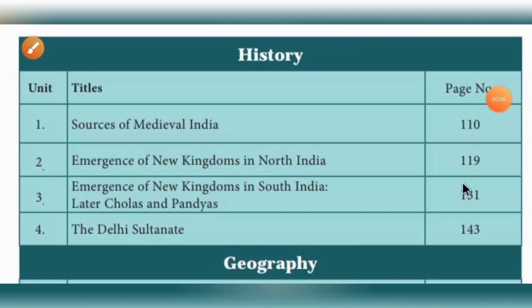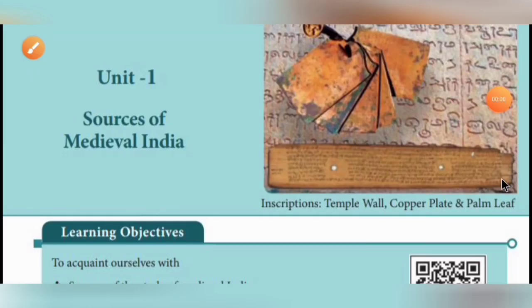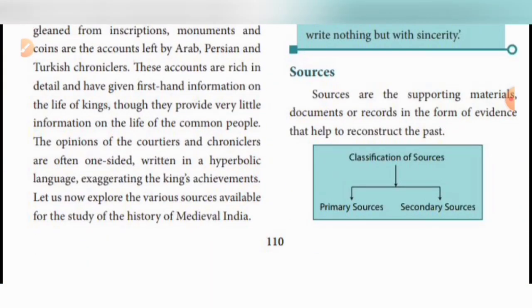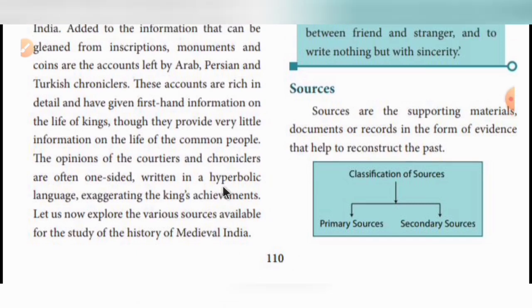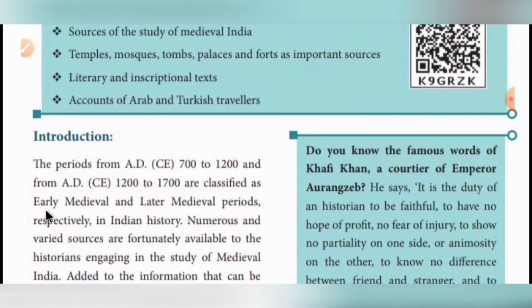So now let's see some textbook pages. Children, this is your index page. This is the first lesson of history, sources of medieval India. Now this is your unit name, sources of medieval India, page number 110. In the first session I told you about the early medieval period. Your medieval India is classified into early medieval and later medieval. Early medieval comes under the time period of 700 AD to 1200 AD, and later medieval comes under the time period of 1200 to 1700 AD.